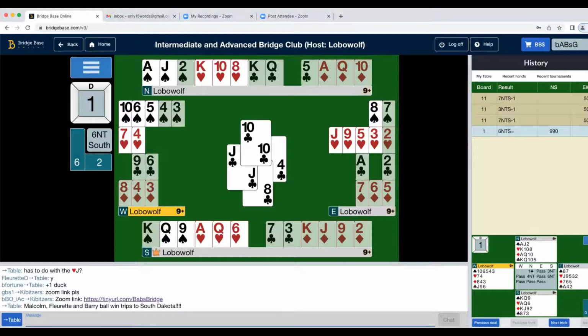Especially with that 10 in dummy, that's your little red flag that maybe Declarer has a guess. Now, what if partner doesn't have the Jack? Well, then you take the ace of clubs next time.